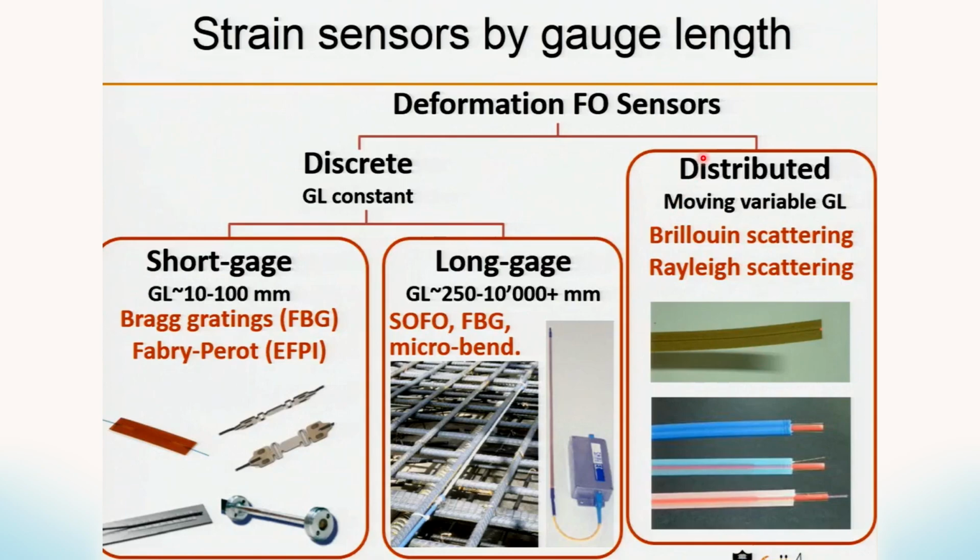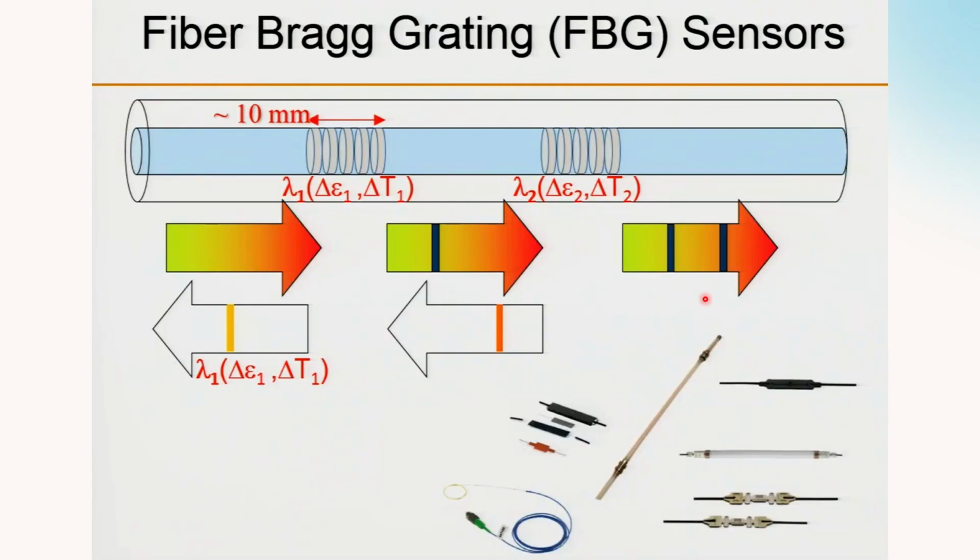Strain sensors by gauge length. We have discrete and distributed. In the discrete, we have FBG and EFPI. Then for long gauge, we have SOFO, FBG and microbend. In the distributed ones, we have Brillouin scattering and Rayleigh scattering.